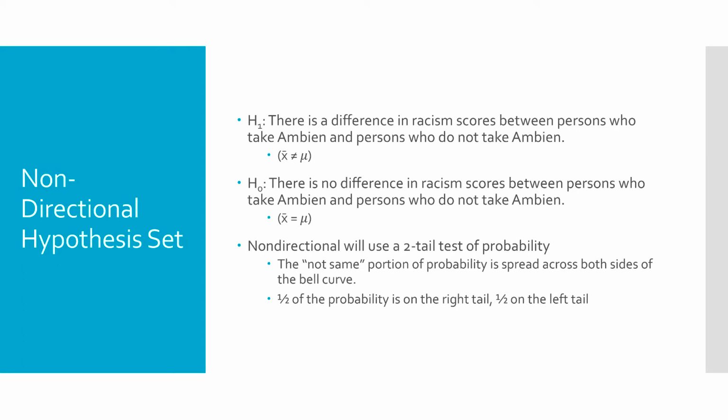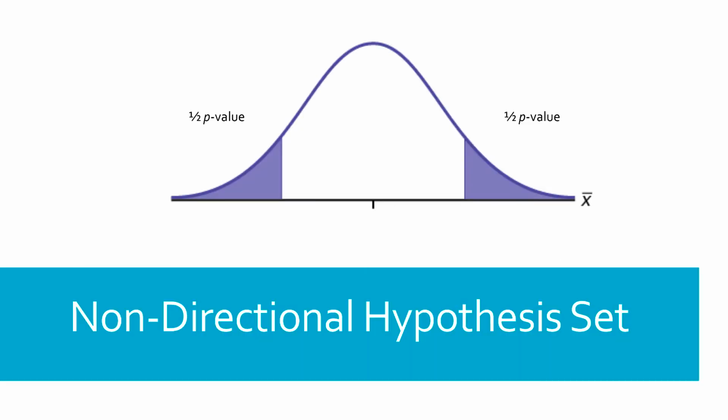In the case of the alternative hypothesis, the sample mean will be different from the population mean. However, in the null hypothesis, the sample mean will be the same as the population mean. Since I'm doing a non-directional hypothesis set, that means the probability is spread on both sides of the bell curve. Half of the probability is on the right and the other half is on the left. So let me show you a picture of this.